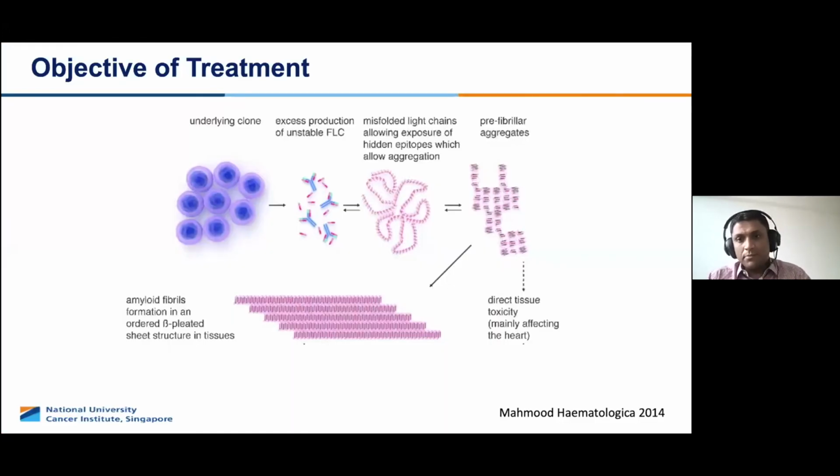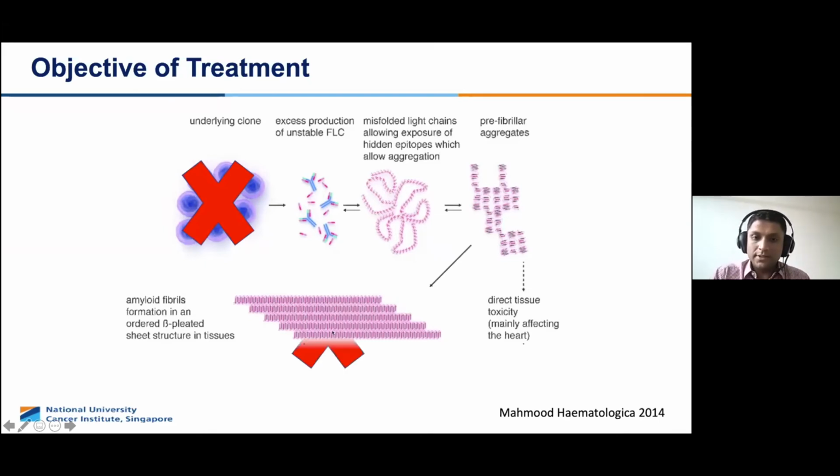However, there is an important unmet need in light chain amyloidosis. So we are very good at killing plasma cells based on the success in myeloma. But what about the amyloid fibrils that are already in the organs? And this is one of the causes of morbidity and mortality for these patients, which we have still not been able to address.